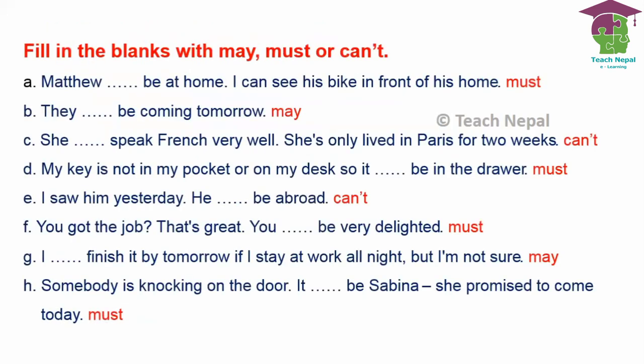In this way. Well, fill in the blanks with may, must, or can't. So answers have been given here. Please go through these. Matthew, the dot at home, must be at home. I can see his bike in front of his home, right? Number B, they, the dot, may be coming tomorrow. They may be coming tomorrow, right?